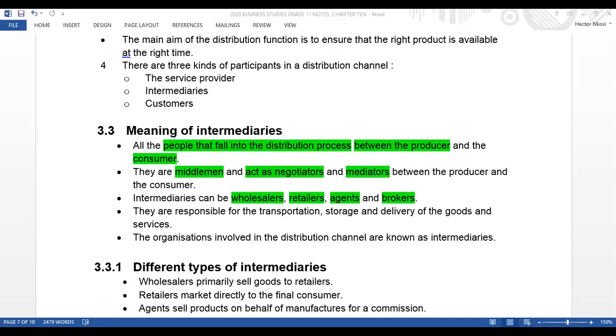All right, grade 11s, your time just ended. So now let's look at this. We said you've got wholesalers, retailers, agents, and brokers. Remember that your wholesalers can be seen as your Makro, your retailers you can give the example of Pick n Pay, your agents are those that sell products that are not so popular, and your brokers. Remember, organizations involved in the distribution channel are known as intermediaries. Very, very important, boys and girls.